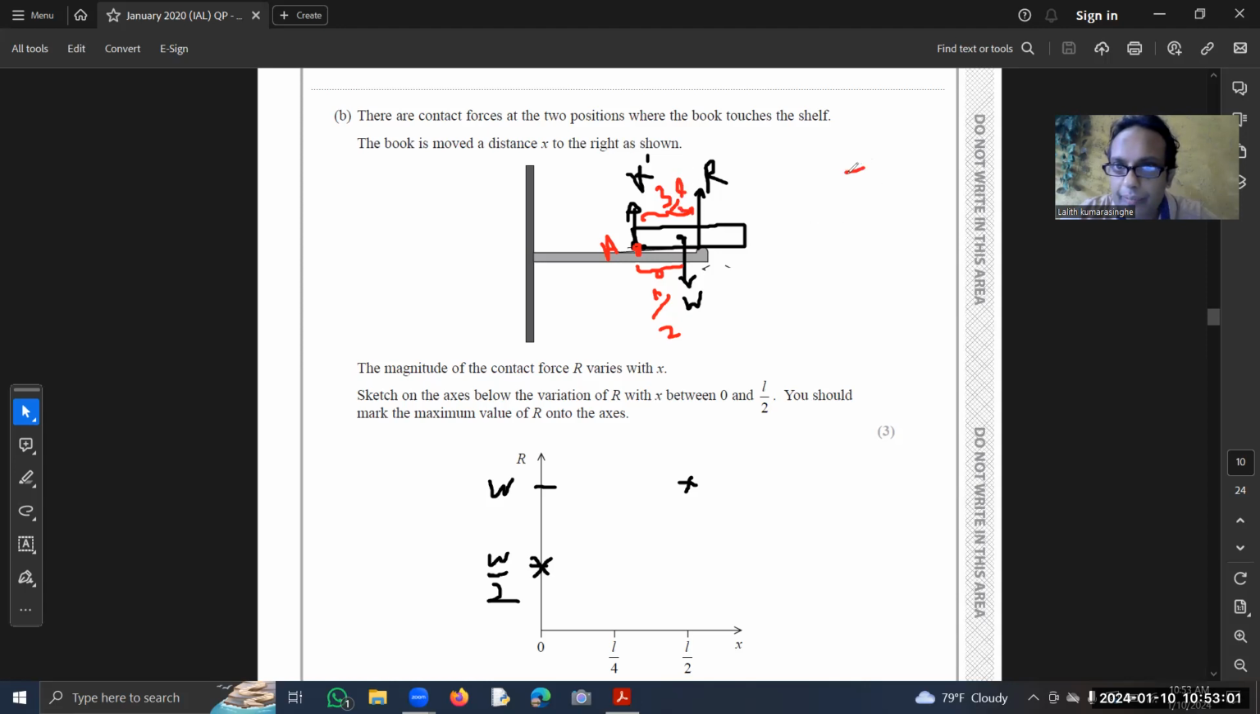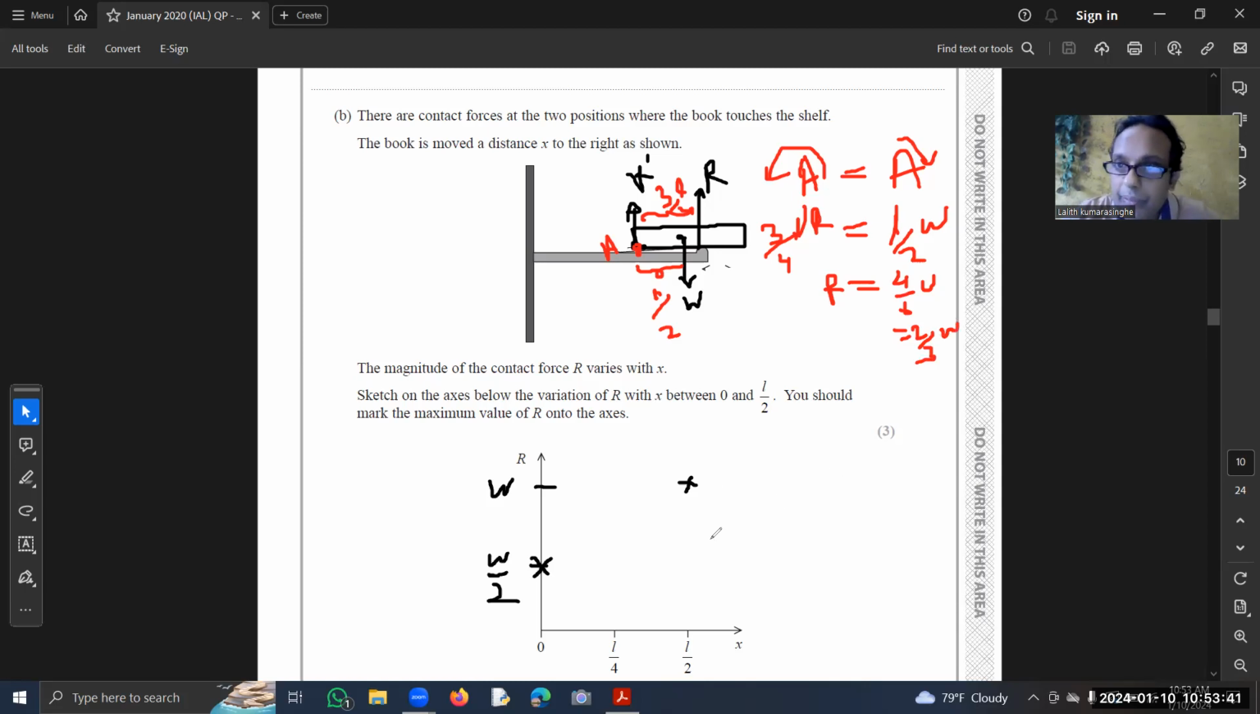About A, the weight is doing the clockwise moment as usual. Clockwise moment should be equal to anti-clockwise moment. The clockwise moment is L over 2 into W. The anti-clockwise moment is 3 over 4 L into R. L cancels off. R will become 4 over 6, which means 2/3 W.